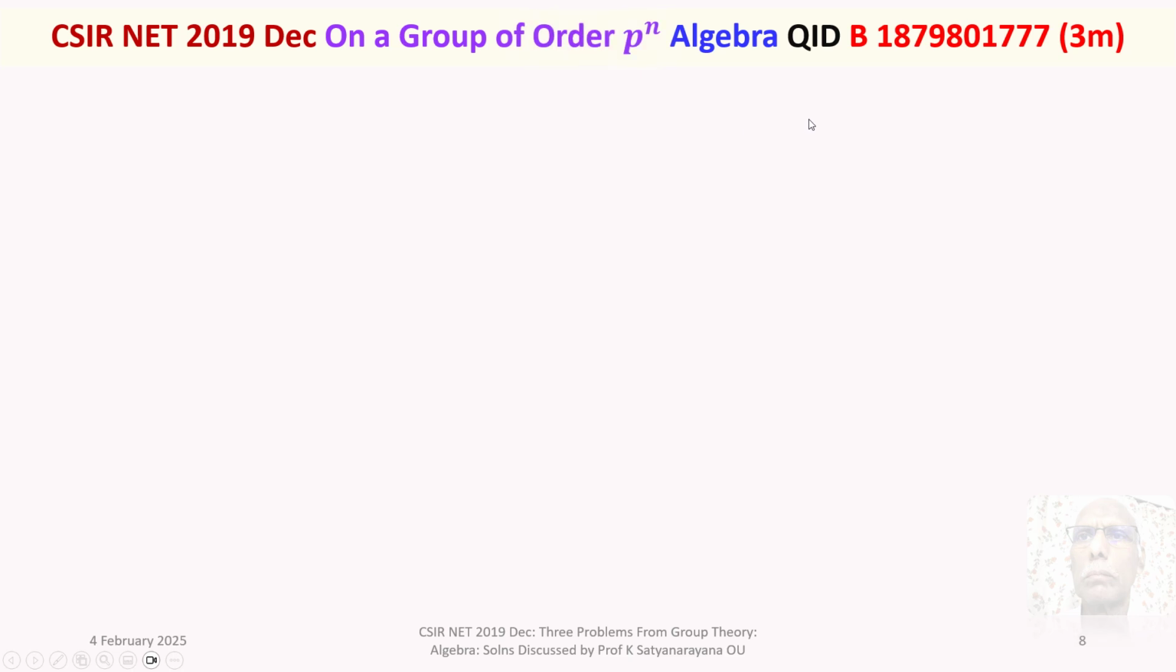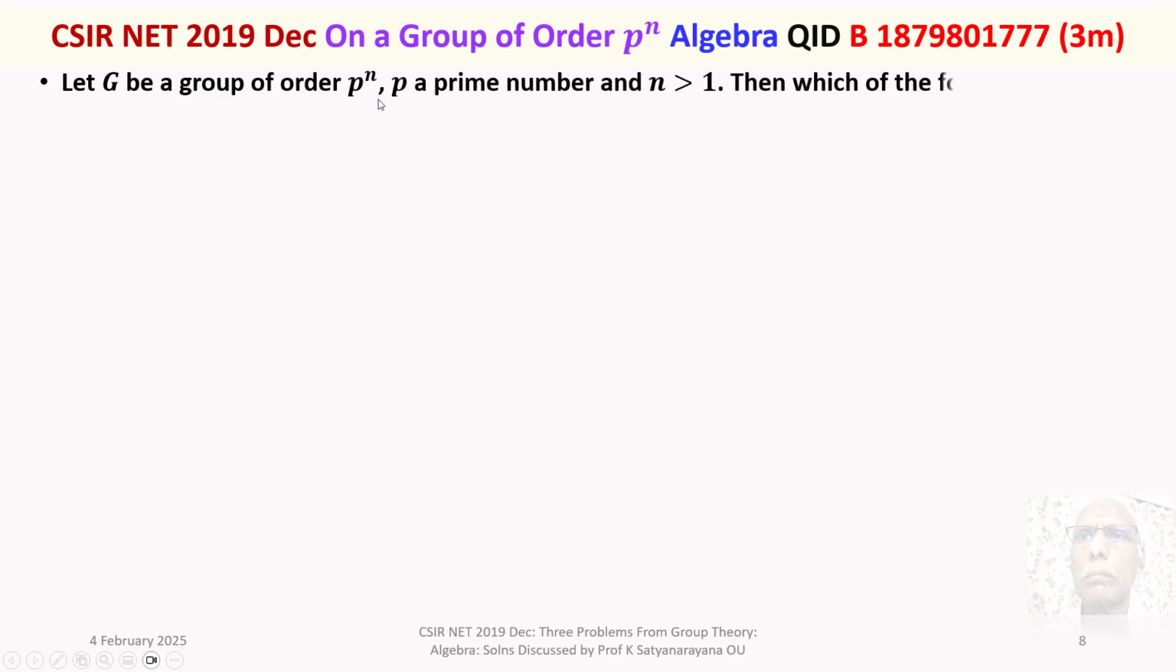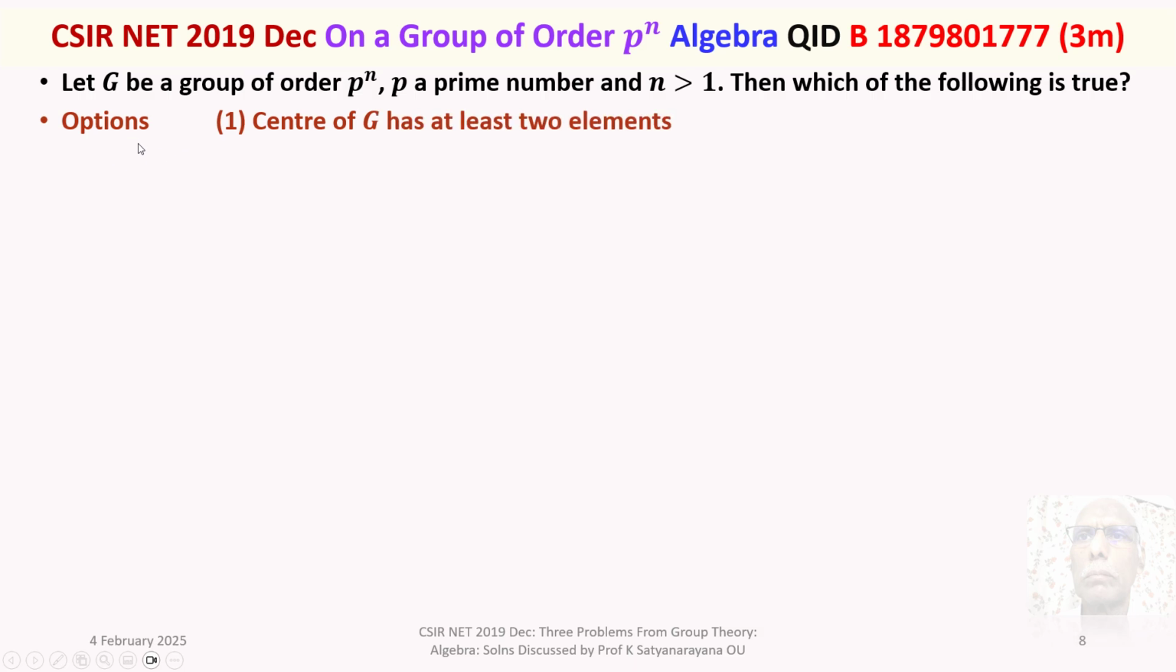This is the question with this question ID, for 3 marks. This question is related to any group of order p to the power of n. The given question is: let G be a group of order p to the power of n, p is a prime number and n is a natural number greater than 1. Then which of the following is true? We are given 4 options.